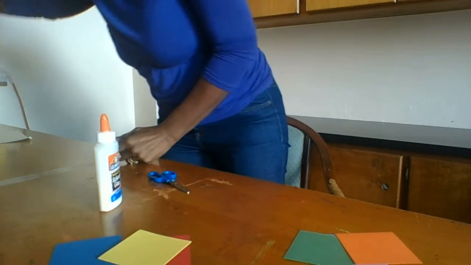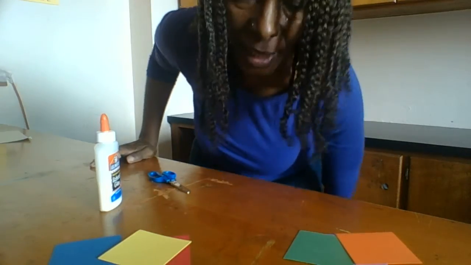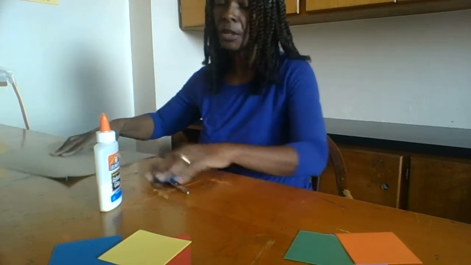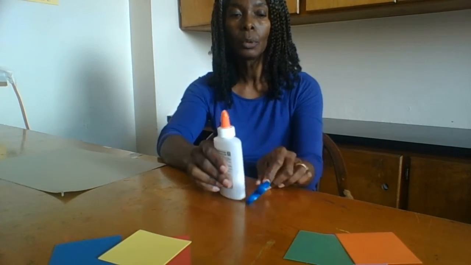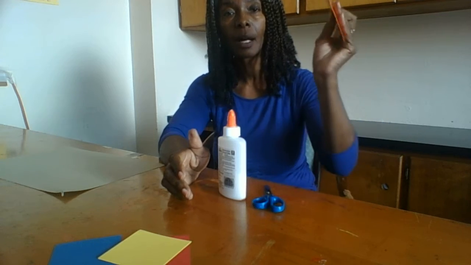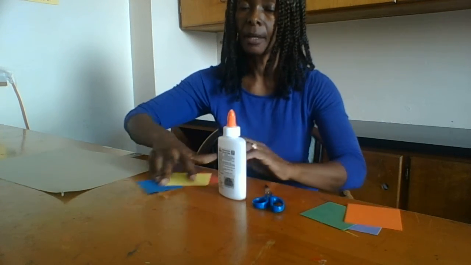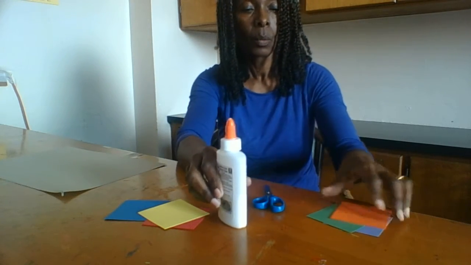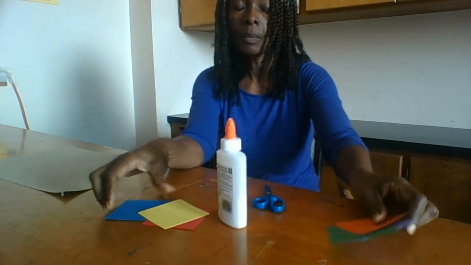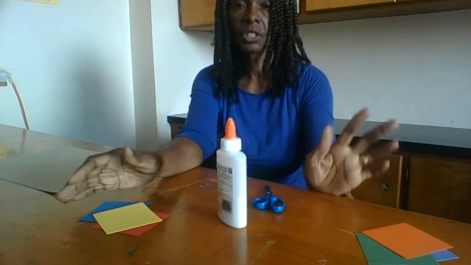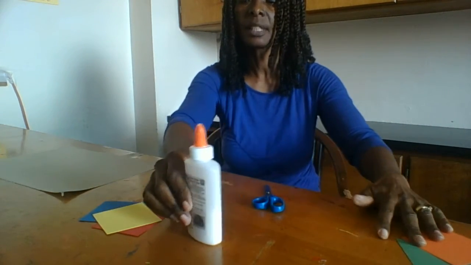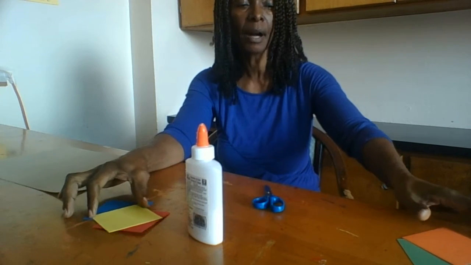Okay. So now we're going to actually create our work of art. We're going to need scissors, glue, secondary colors, and primary colors. So, what I'm going to do is make sure that the shapes are the same so that we can have symmetrical balance.